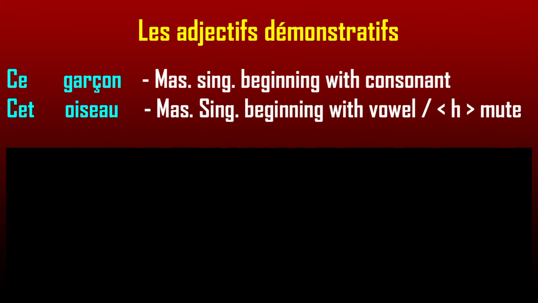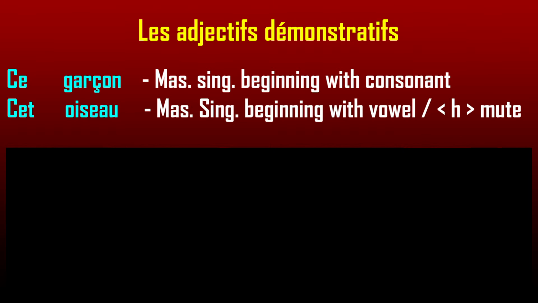The noun oiseau, bird, is a masculine singular noun but beginning with a vowel. As we write ce in front of garçon, if I write ce in front of oiseau, the pronunciation will be ce oiseau. There is a hiatus created, a pause, a break created in the flow of the language. French does not allow this hiatus.